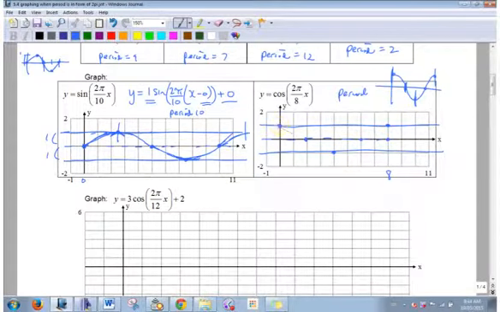Okay, do I want to do this? No. Nice and round, nice and round. And then just join the points. Keeps going.